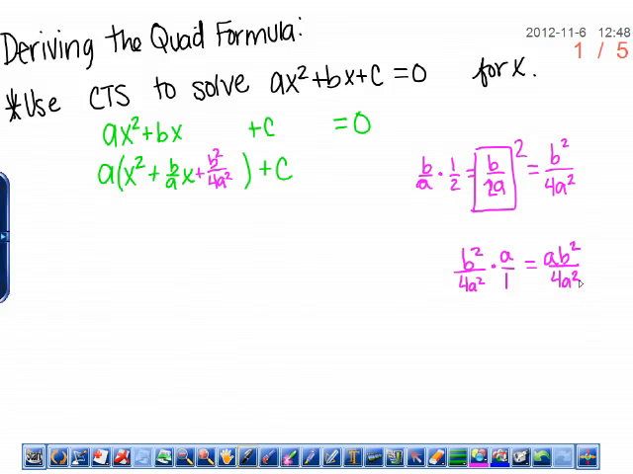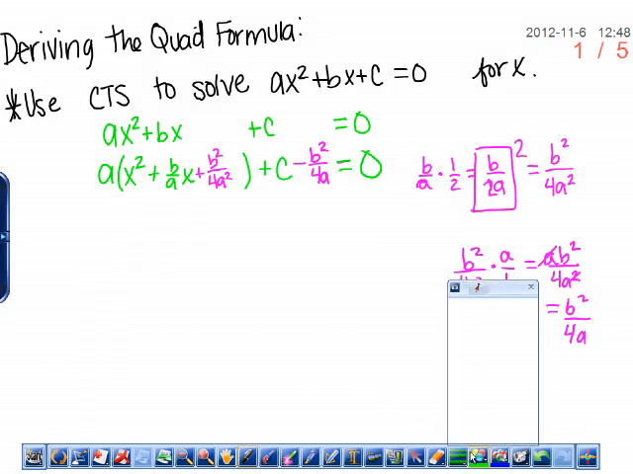Okay? Can I cancel these a's? Yeah. So this a is going to cancel with this squared, so I've really added in b squared over 4a. So what am I going to counteract with? Minus b squared over 4a. Okay, sorry, I forgot that equals 0 from before.